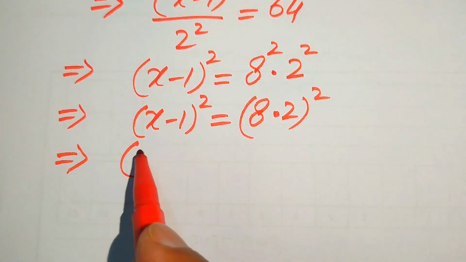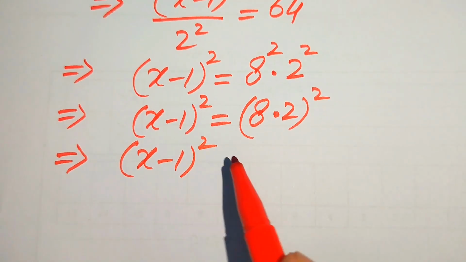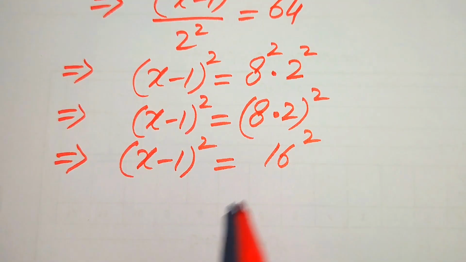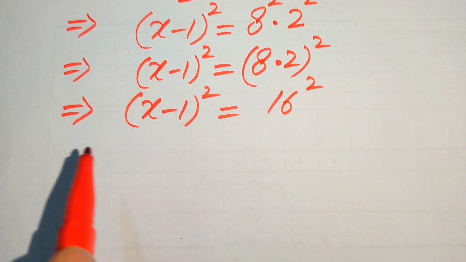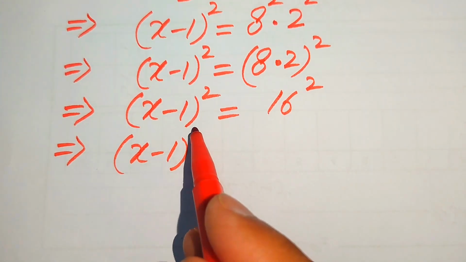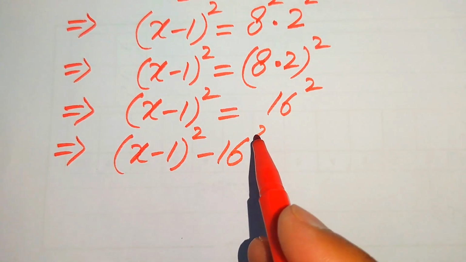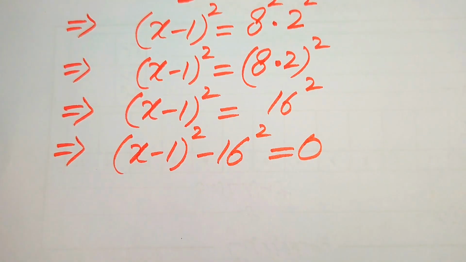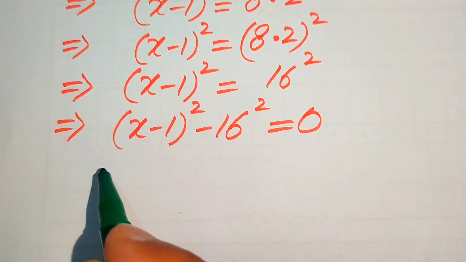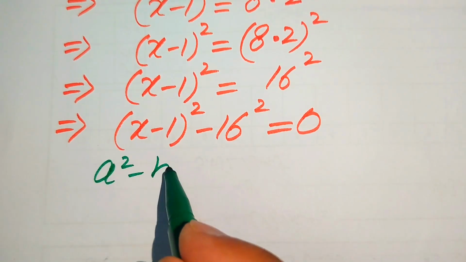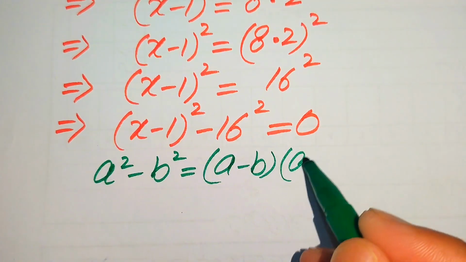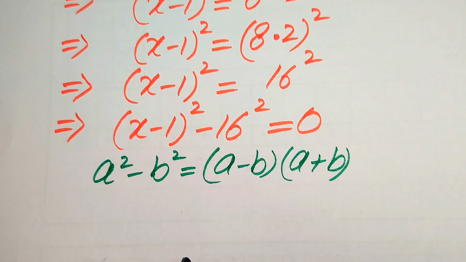And further in the next step we have x minus 1 whole square is equal to, 8 times 2 becomes 16 square. So further we move this 16 square to the left hand side and it will be written as x minus 1 whole square minus 16 square is equal to 0. And here we need to use the nice algebraic formula, you know about that. If we have a square minus b square, it is equal to a minus b times a plus b.